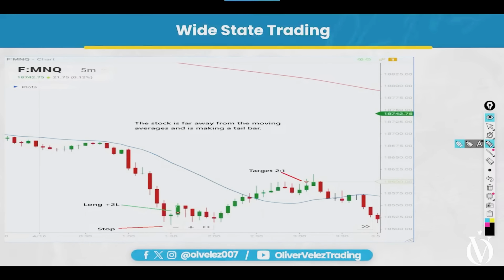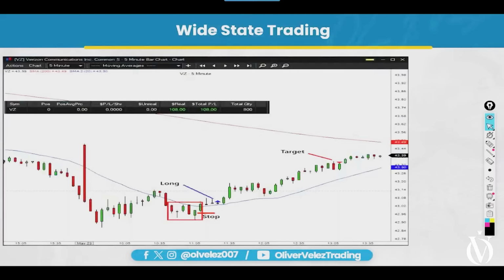All right, playing wide state, bottoming tail bar, stop. Took him a while here. Target out. Okay. This stock is far away. See how he's putting the note? This stock is far away from the moving averages and is making a tail bar, right? That's their doing. They have to mark up each play to show their moves and their reasoning behind each action.